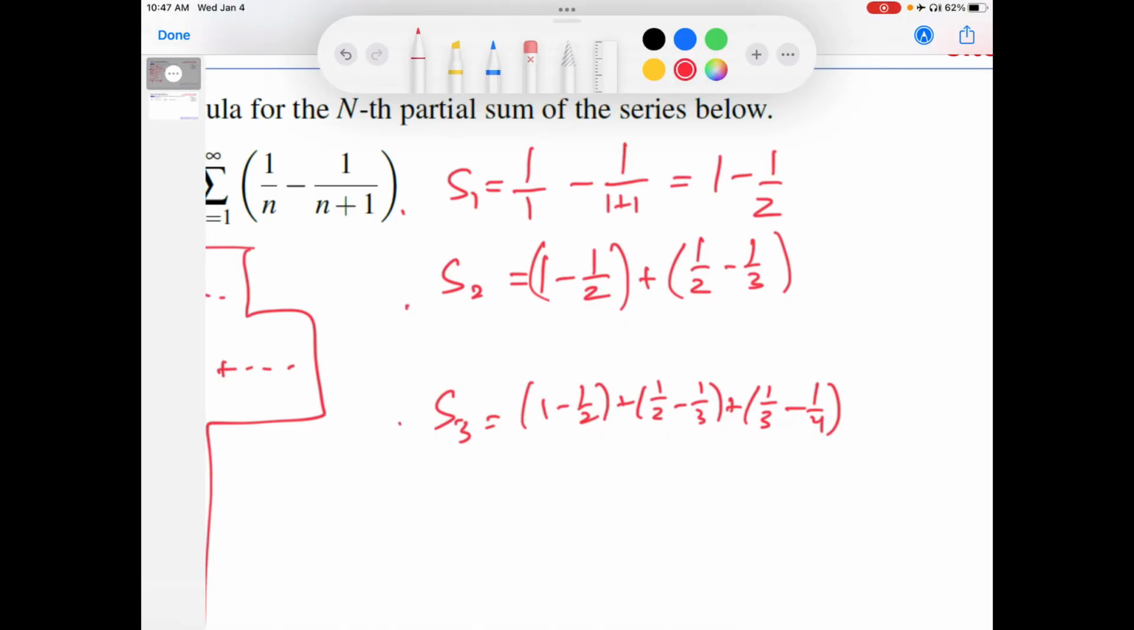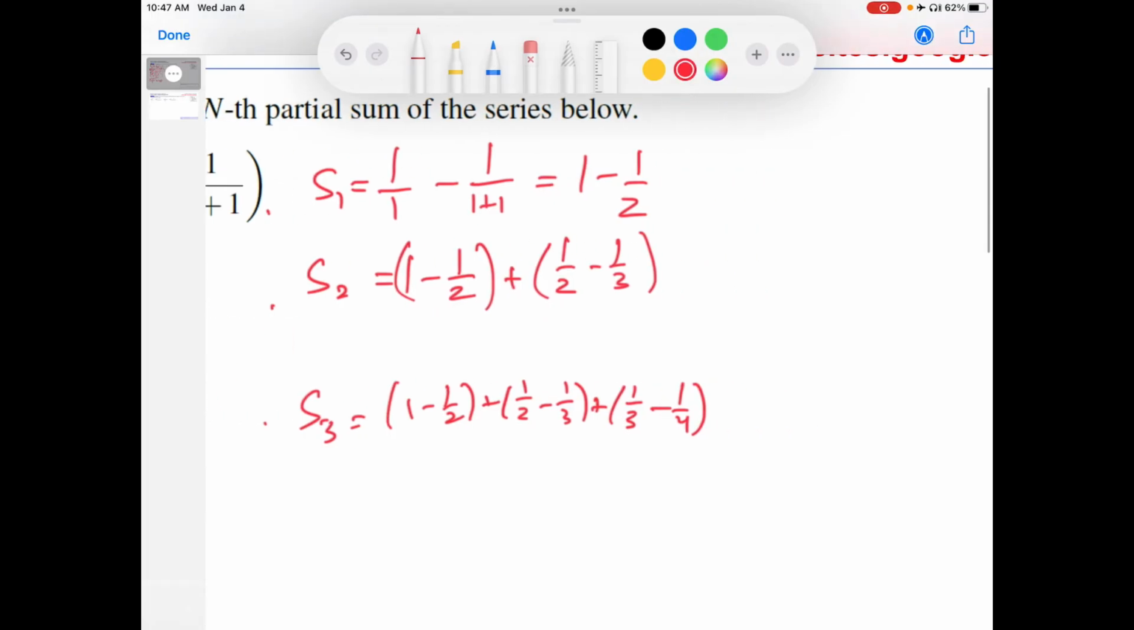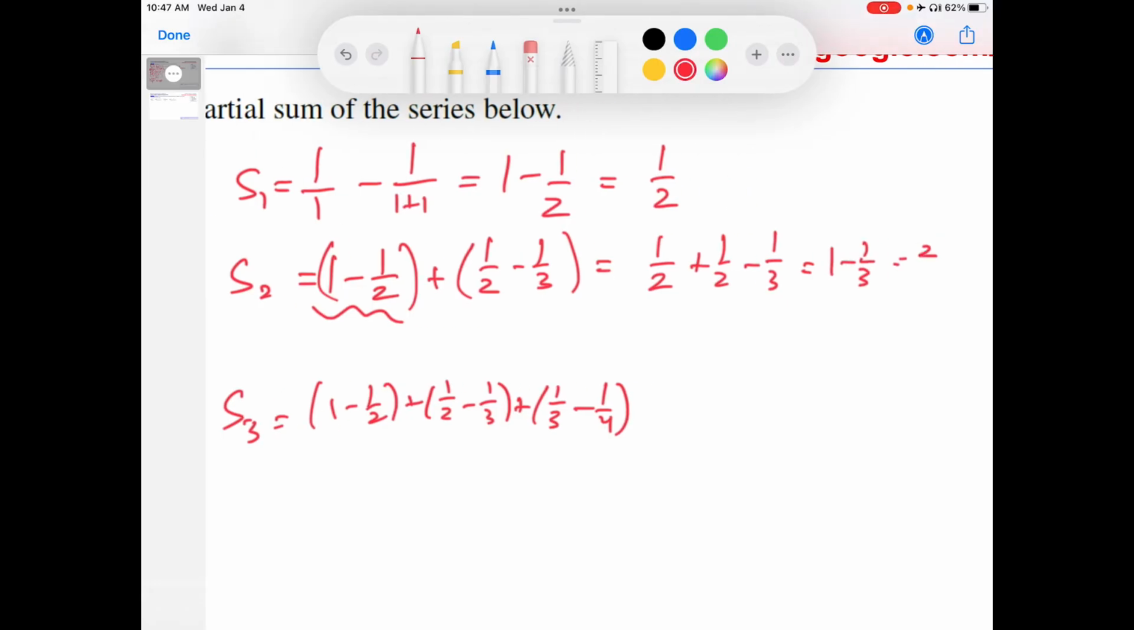So how are we going to do this, right? One thing you might want to do, talking about options here, right? Maybe try to simplify this. So this is 1 half. Okay, so this one is 1 half plus 1 half minus 1 third, right? Because this is 1 half. So this is 1 minus 1 third, okay, which is 2 thirds. All right, so then that's S2, right? So this is S2 here, so that is 2 thirds.